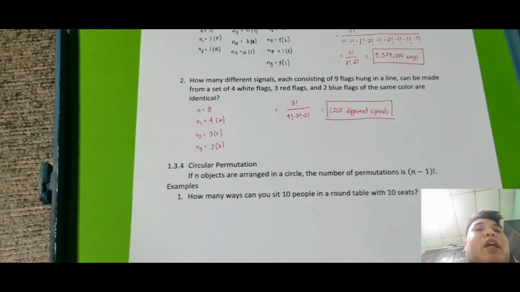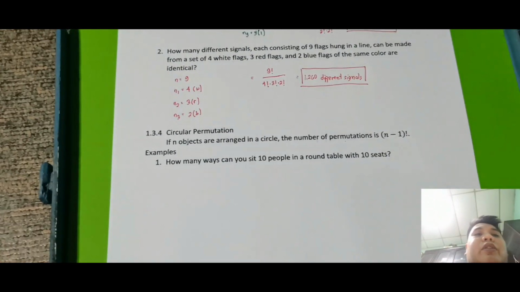Okay, then lastly, we have the circular permutation. So, if n objects are arranged in a circle, so pag sabi nga circular permutations, itong may consider nyo, if n objects are arranged in a circle, the number of permutations is n minus 1 factorial. So, sir, bakit po ganun?